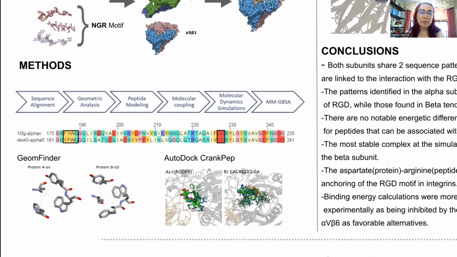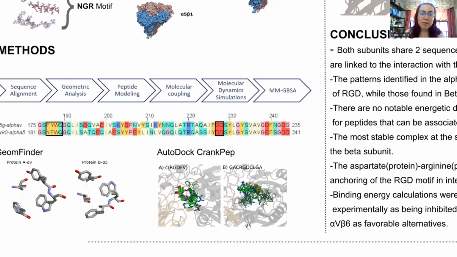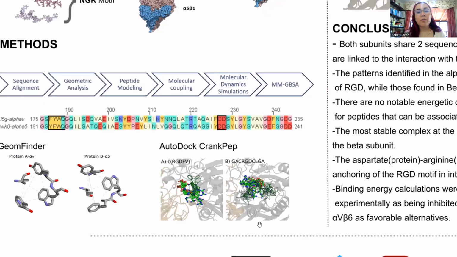Following that, we made a peptide modeling for the set of peptides, and we made molecular coupling or molecular docking with AutoDock CrankPep for the 18 combinations that we can establish with 6 peptides and 3 proteins. And based on the results and the alignments of the results, we made molecular dynamics simulations for the peptide that we found works the best, that is this peptide B in this image, and also the 3 proteins that we were trying to characterize in our investigation. And finally, we made energetic calculations with a methodology that is called MMGBSA.